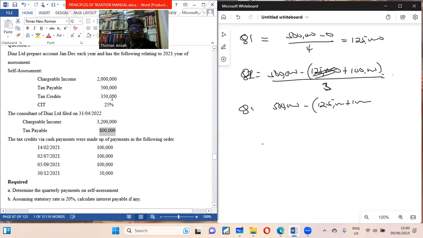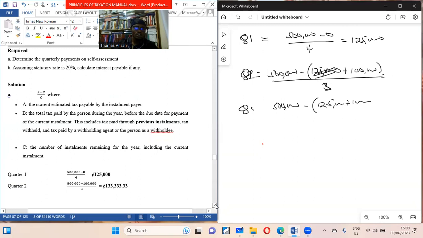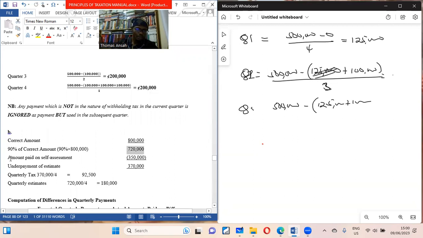So if we now compare the 350 to the 90% of the correct amount. Don't forget, this is the tax they assumed, but this is the money that they paid. You can as well say 90% of the correct amount of the 800, you see, so this is it. And the amount paid on self-assessment is that. All right, so this is the underpayment. And the underpayment is going to go through what? Four equal installments, so you see.